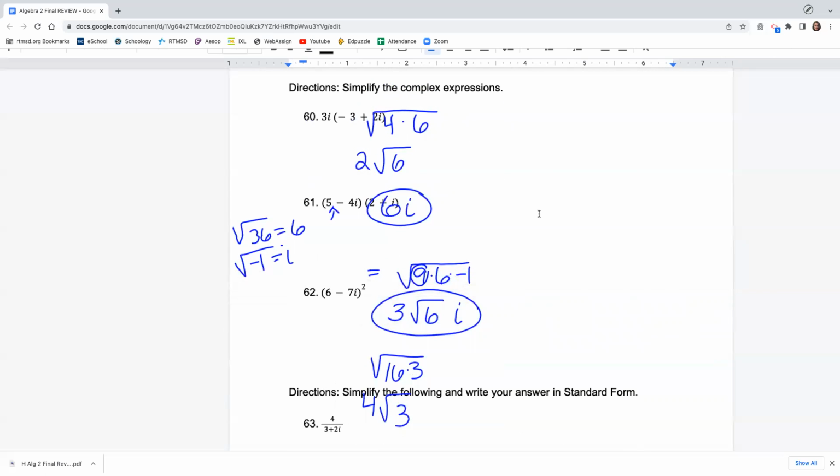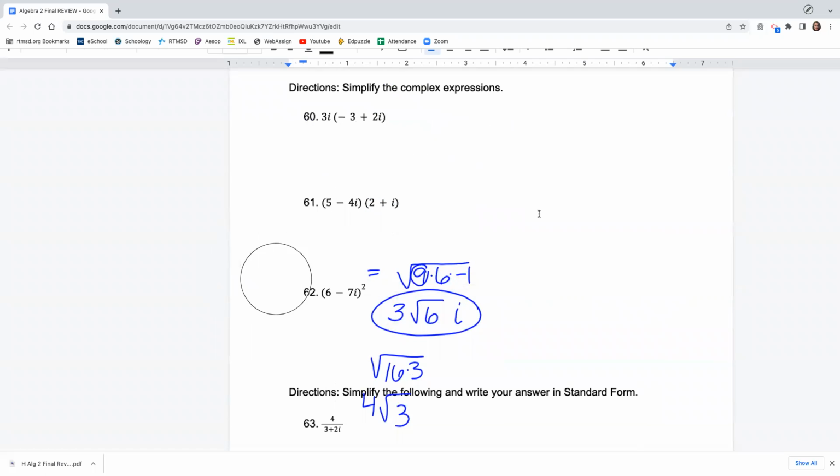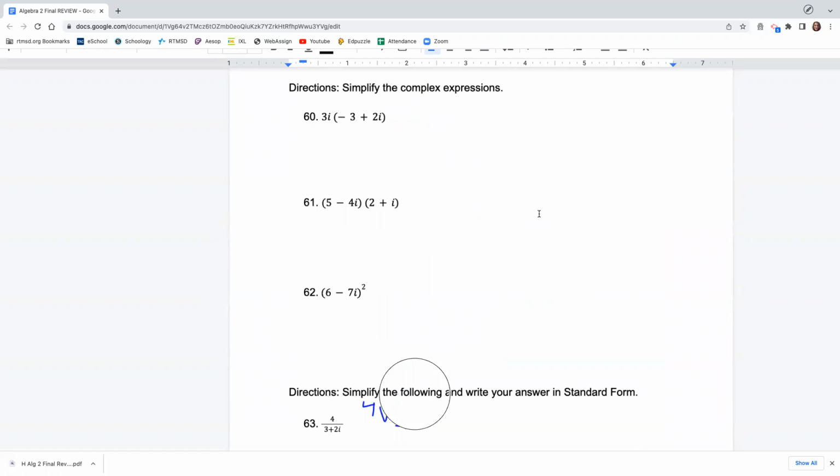60 requires us to multiply. I know that because there's a number on the outside, parentheses, that means multiply. So 3i times -3, that's going to be -9i. 3i times 2i. 3 times 2 is 6. i times i is i squared.